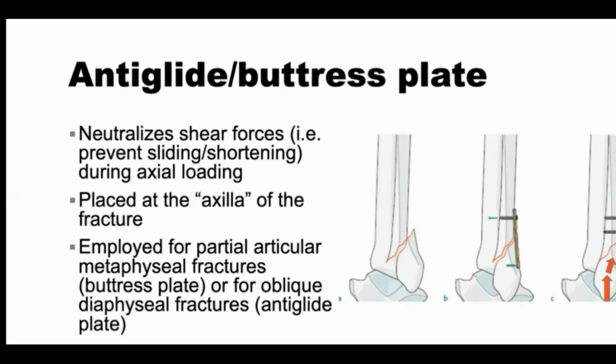So understand the idea of what you see on the slide all the way to the right, which is that as the person loads the fracture, the axilla of the fracture gets pushed up and creates an interference fit between the unbroken portion of the bone and the plate. And that's what applies some compression across the fracture and provides some stability as well.